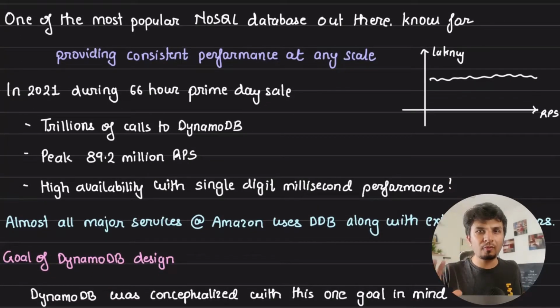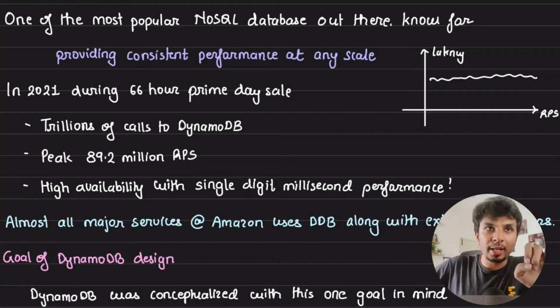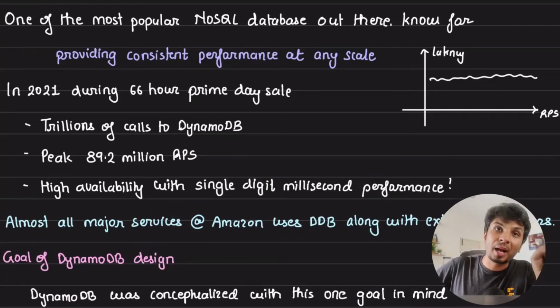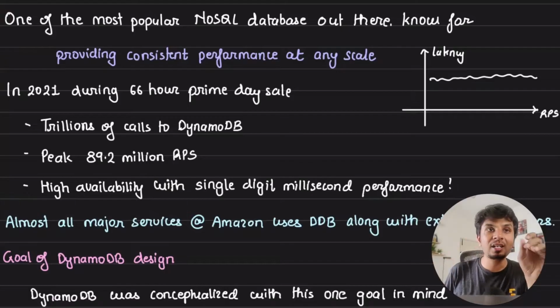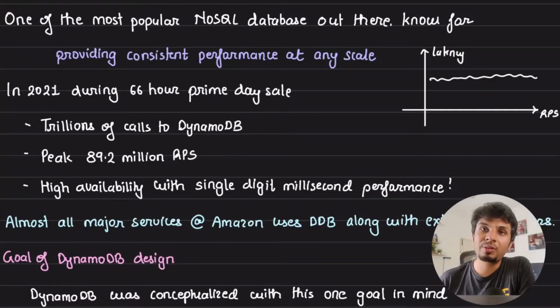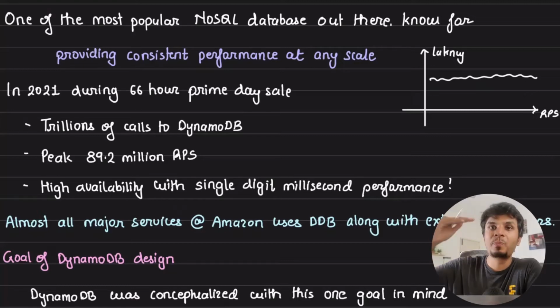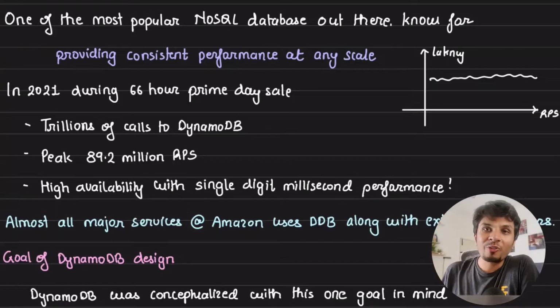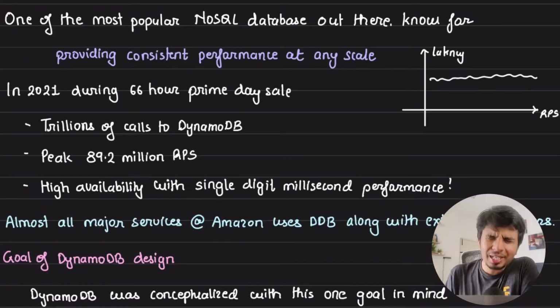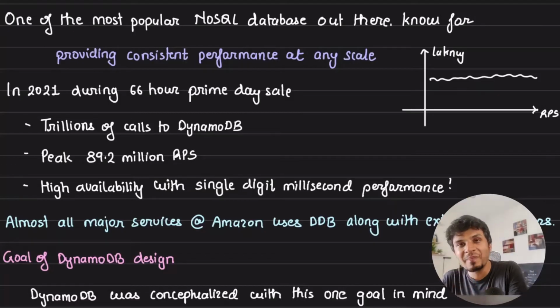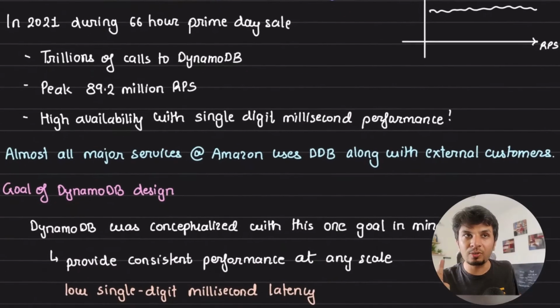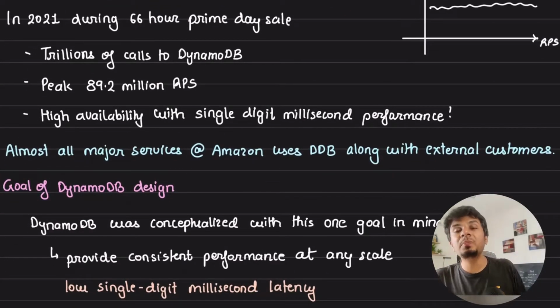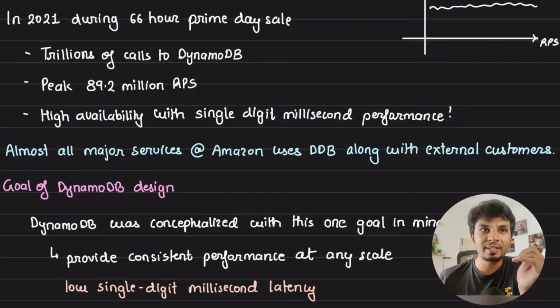Just to share some numbers from the paper itself, in 2021, during the 66-hour Prime Day sale, trillions of calls were made to DynamoDB. Trillions. Millions is fine. Billions, people do parties. Trillions of calls to DynamoDB with a peak of 89.2 million requests per second. Just imagine the sheer scale they handled at that time. And for the entire duration, DynamoDB didn't go down. It was highly available with single digit millisecond performance, which means less than 9 milliseconds. How amazing is this, right?